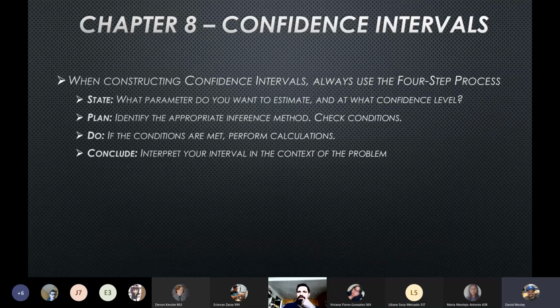Constructing confidence intervals, always use the 4-step process: state, plan, do, conclude. If you're not doing this and you are taking the AP exam, you're not going to get full credit for your responses. That's just kind of the bottom line. If all you're doing is showing calculations, chances are you're not going to pass. You have to show these things. This state, plan, do, conclude process is there for a reason. It's to ensure that you cover all the things you're supposed to do to get credit for your response.